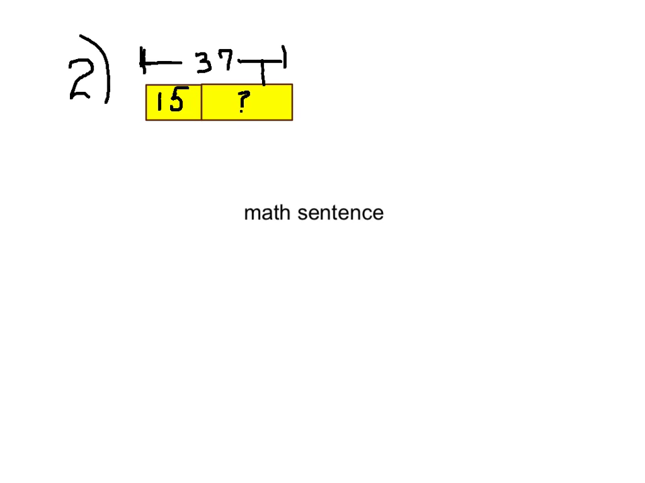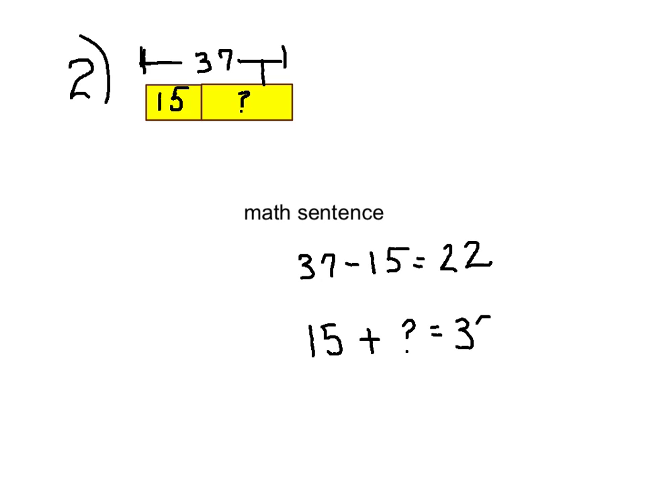Okay, this bar model shows us that there are 37 in all, and 15 is part of that 37. So one math sentence could be 37 minus 15, which of course is 22. Now you may have written this as a missing addend sentence, in which case you would have written 15 plus what number would give you 37. And then, of course, that number is equal to 22. Either math sentence would be just fine.